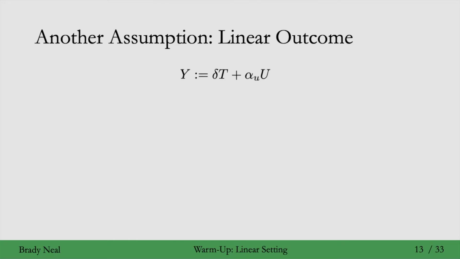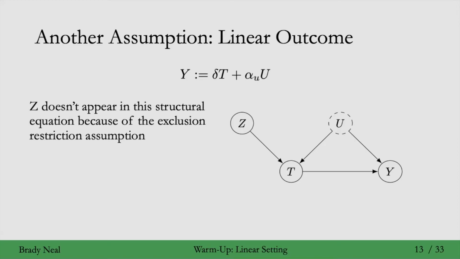If we make this assumption that the outcome is a linear function of T and the unobserved confounder U, then we can get identification. This is a 4th assumption, and unlike the 3 assumptions before, this assumption is about parametric form. Importantly, in this structural equation, Z doesn't appear. That's because of the exclusion restriction assumption. Z isn't a parent of Y, so it's not part of the causal mechanism that generates Y, and this causal mechanism we're assuming is linear in this slide. That's the assumption we're introducing in this slide.